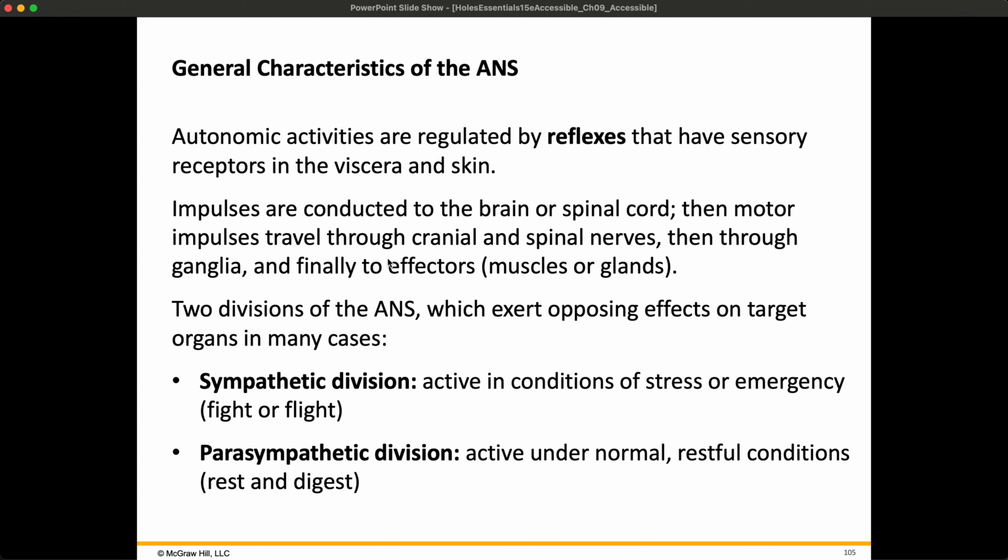And there are 2 divisions of the autonomic nervous system. Sympathetic, fight or flight. So during stress or emergency, you're having sympathetic stimulation, and parasympathetic, under normal restful conditions, rest and digest. So it kind of tells you what they're preparing you for.